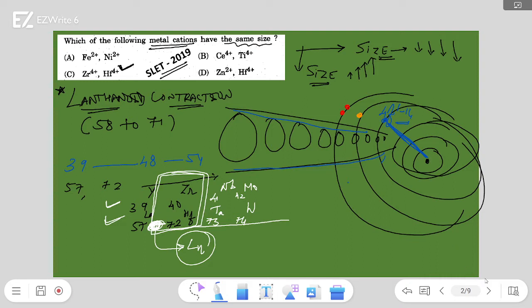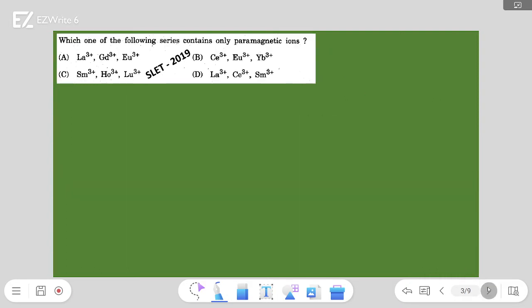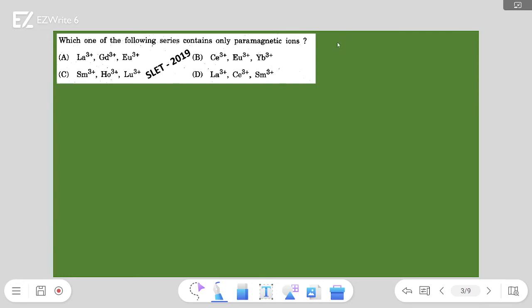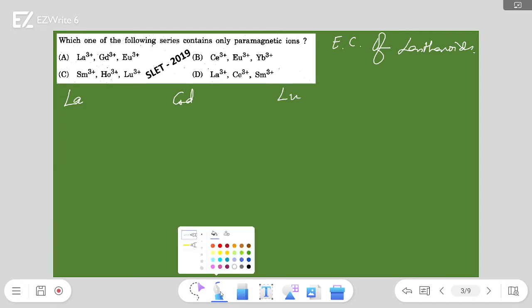Let us check another question from 2019. Which one of the following series contains only paramagnetic ions? Whenever these types of questions come, you should always be aware of the electronic configuration of the lanthanoids. If we check the electronic configuration of lanthanoids, lanthanum, gadolinium and lutetium are the three elements having a very specific electronic configuration.